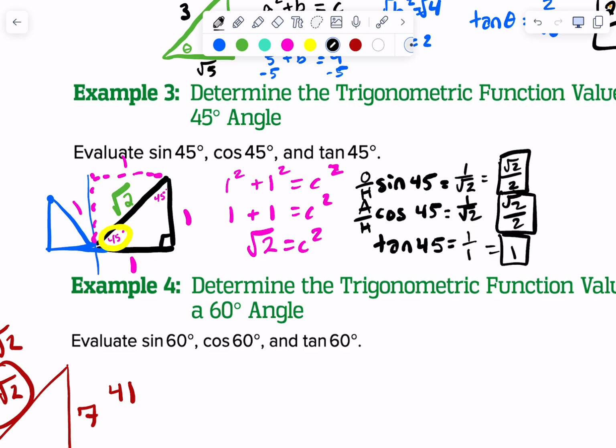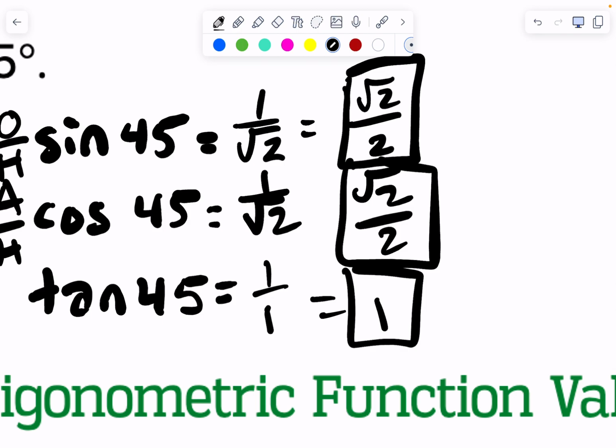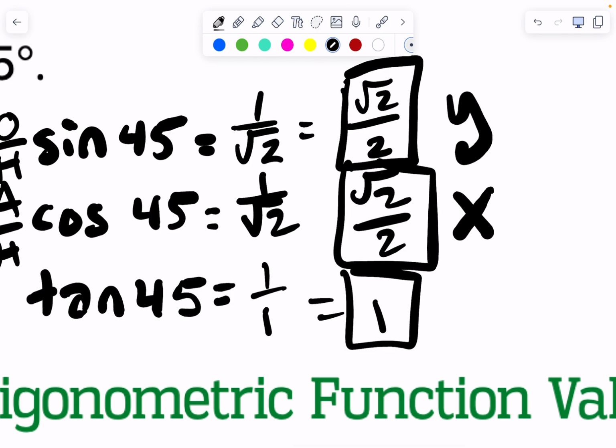Look on your unit circle really quick. Is sine square root of 2 over 2, cosine square root of 2 over 2, tangent 1, at 45 degrees? Yeah. Cosine is the x coordinate, sine is the y coordinate.